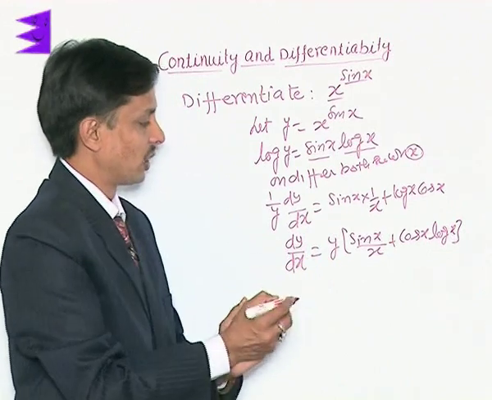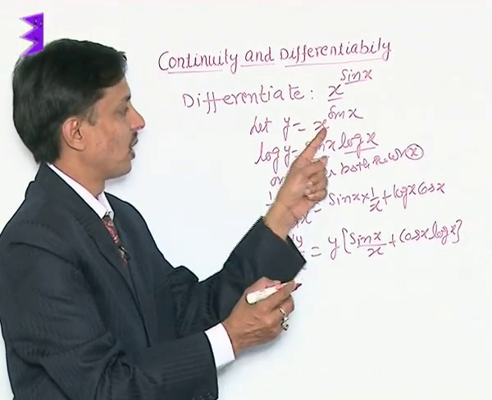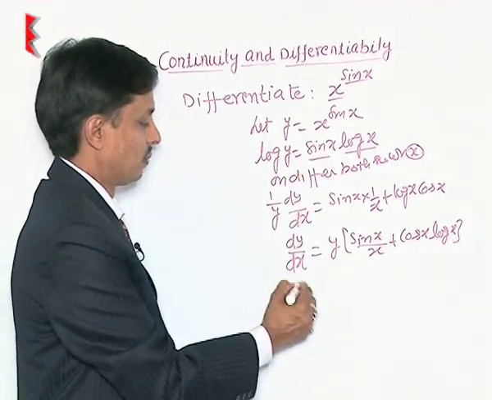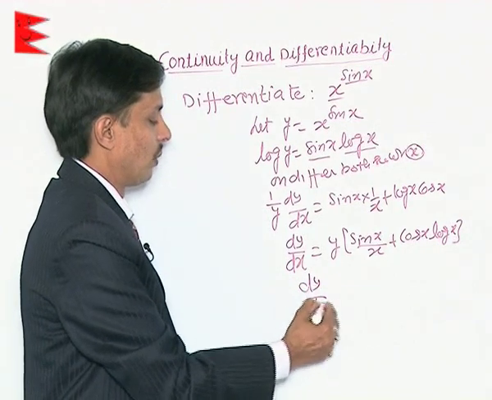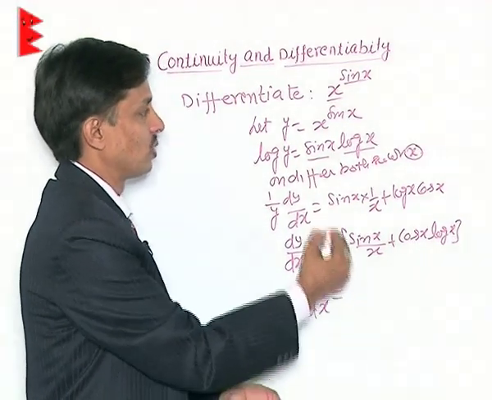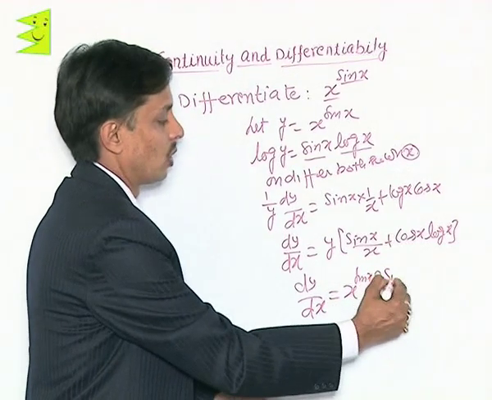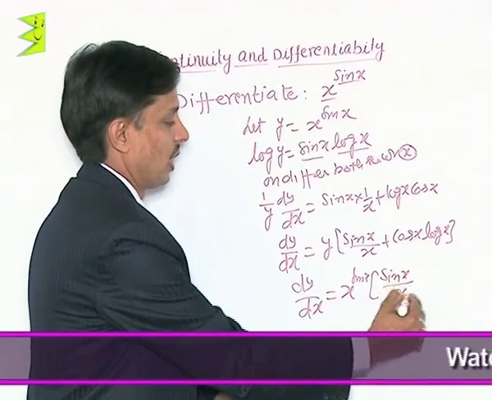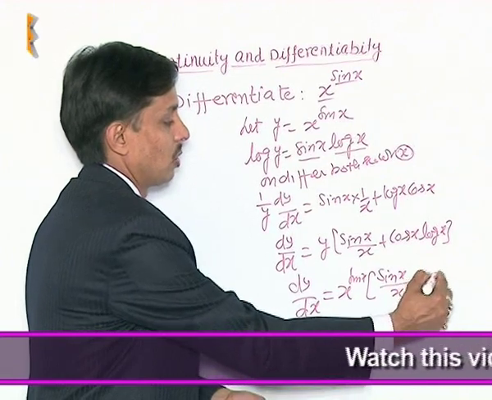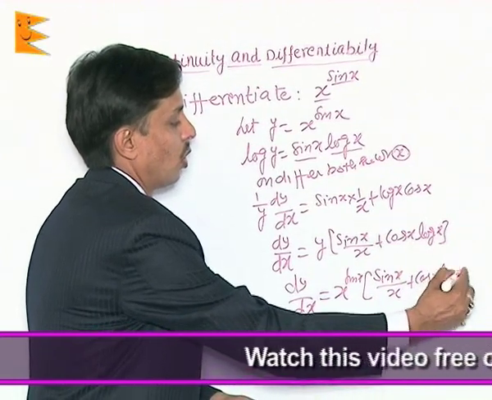But we know that the value of y is x to the power sin x, hence the derivative, that is dy by dx, is equal to x to the power sin x times sin x upon x plus cos x into log x.